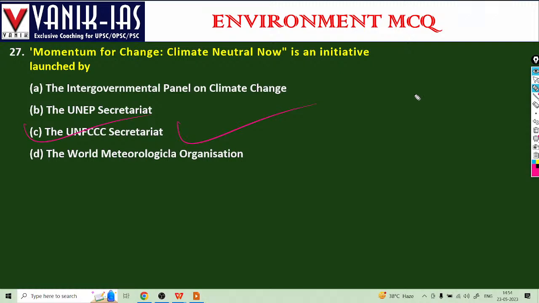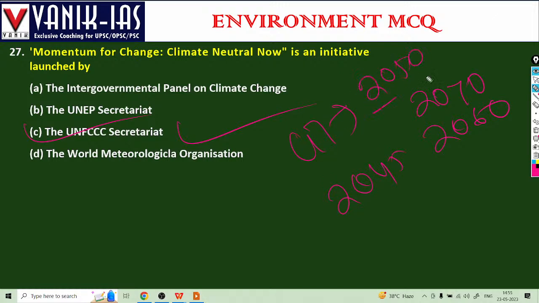India has promised to become carbon neutral by 2070. China has promised by 2060. Germany has promised carbon neutrality by 2045. G7 countries have promised to be carbon neutral by 2050. Okay.